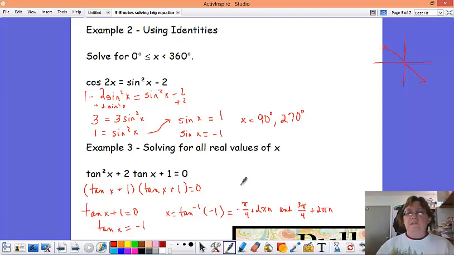If you wanted to talk about them in degrees, you certainly could, folks. That -45 degrees plus 360 n, as well as this one is 135 in degrees plus 360 n.